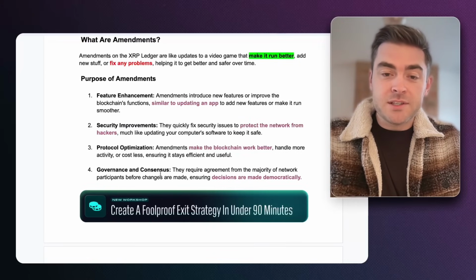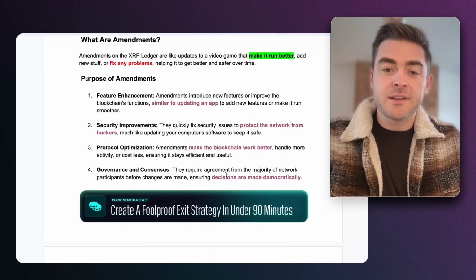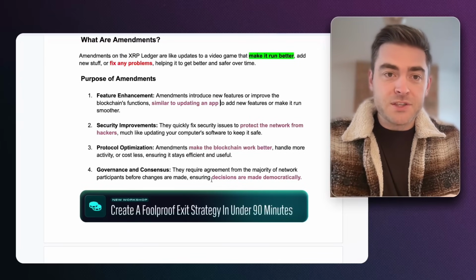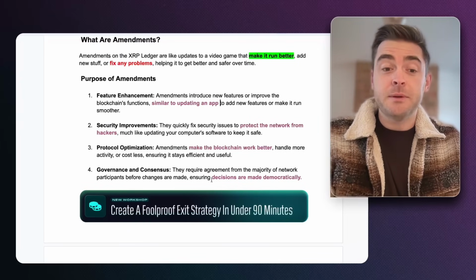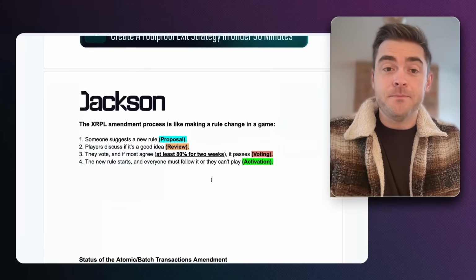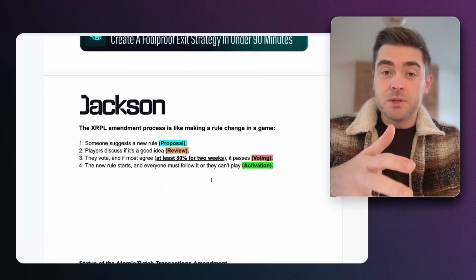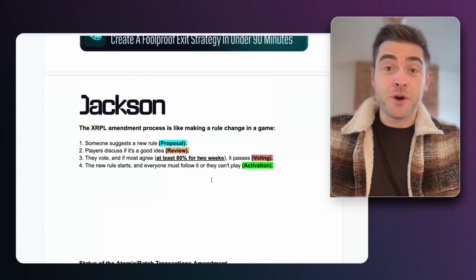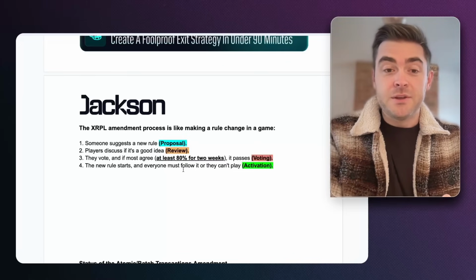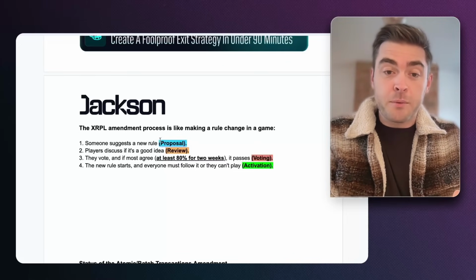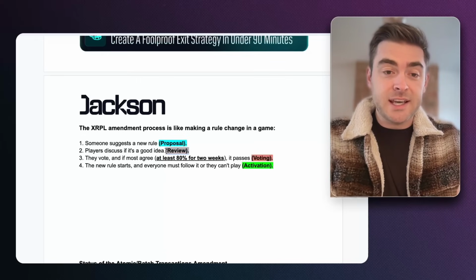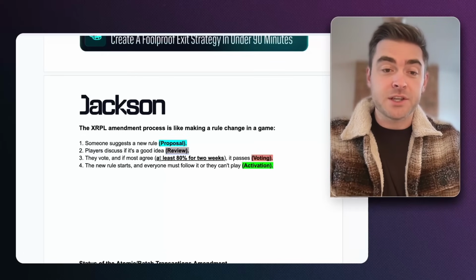And then you've got governance and consensus, basically ensuring that decisions are made democratically. That's really what amendments need in order to be put through. So basically, you have a system by which these amendments operate. There's a protocol for getting these things put into reality. The first stage is a proposal. Then it moves on to a review stage. That's just to see if everyone involved thinks it's a good idea.